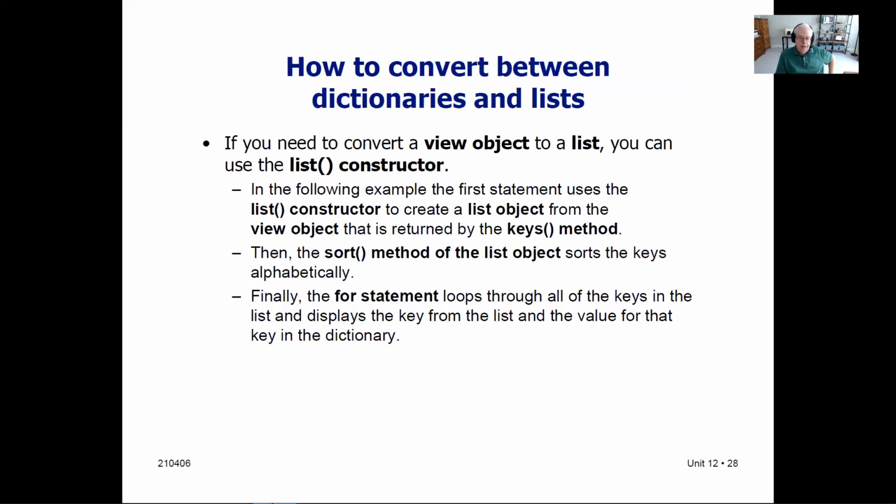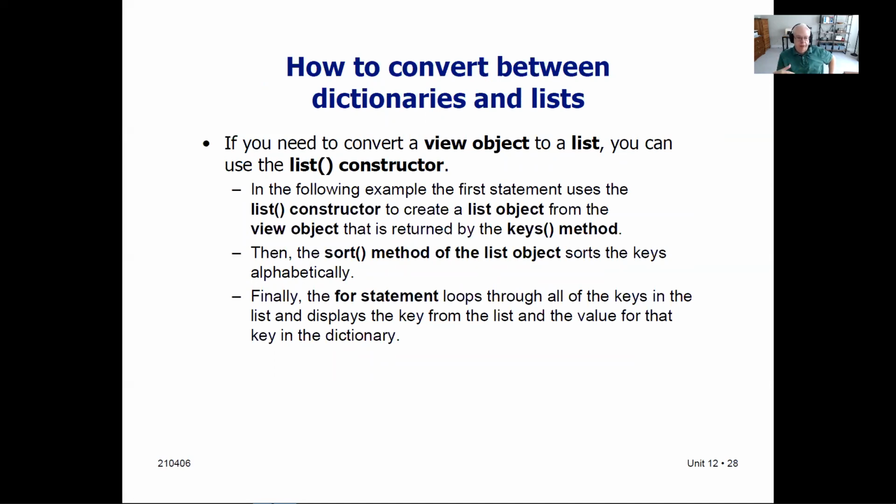So if you need to convert a view object, okay, first off, you have to have a view object before you can convert it. So you have to run one of those 3 methods to create a view object. And then you can convert that to a list. You can use the list constructor method, and that will do it, okay? And then once you have that list, you can use the sort method of the list, which we studied way back, I guess in Unit 6. I can't remember which unit it was.